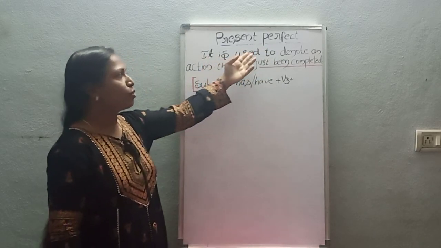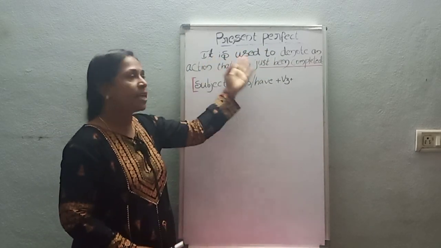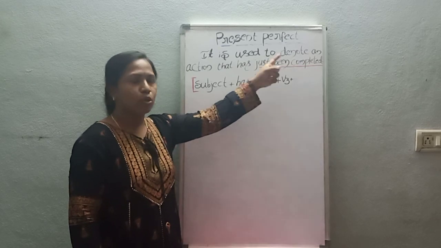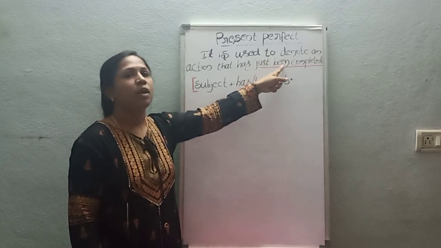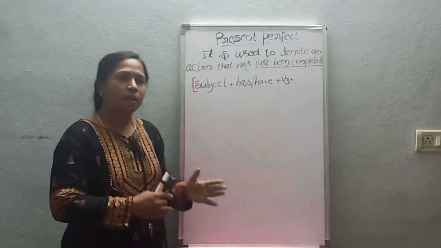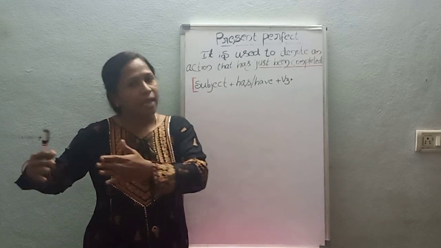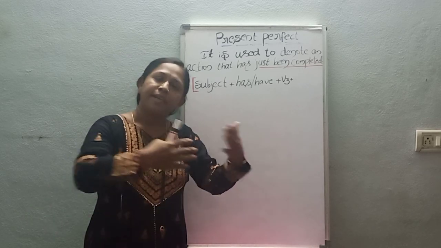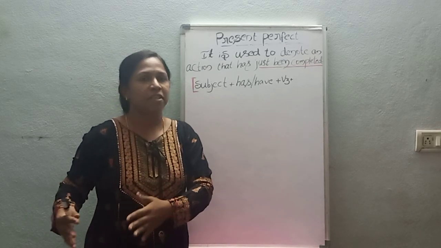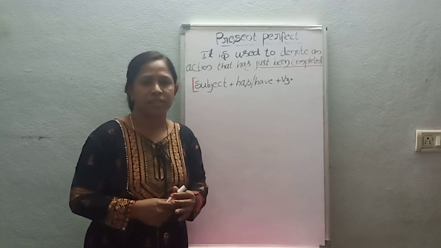It is used to denote an action that has just been completed. So we use present perfect for completed actions. That means an action completed in the very recent past. The action started in the past, it continues in the present. So the past actions have some present consequences.